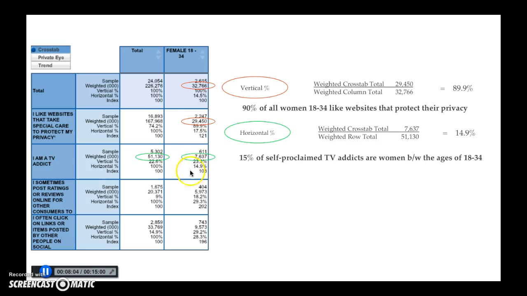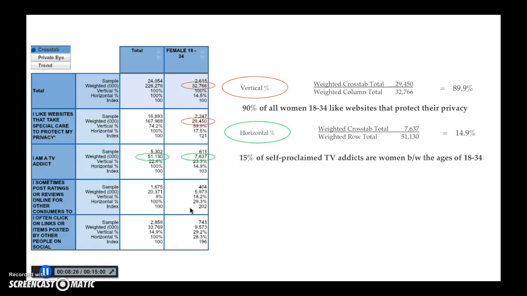The horizontal percentage answers the question, what percent of people within the row heading fall under the column heading? Finally, we're going to look at the index number. I'm trying to drive advocacy of Netflix, and I want to target people who are most likely to write a review. Since an index represents your proximity to the average, if a target population is considerably above the average, I can assume they are much more likely to engage in that behavior.